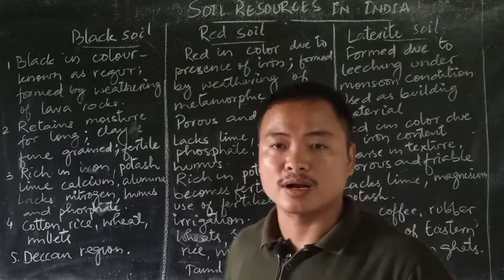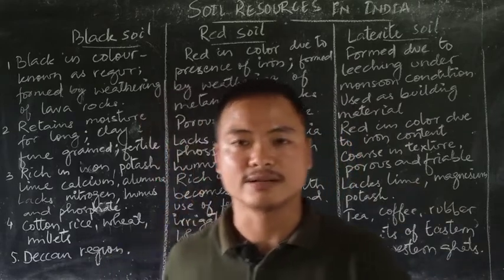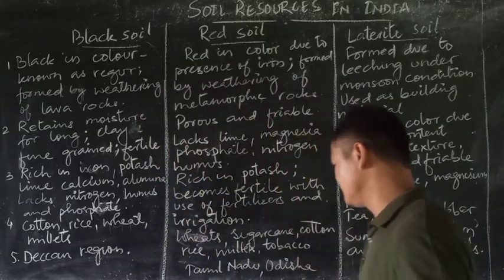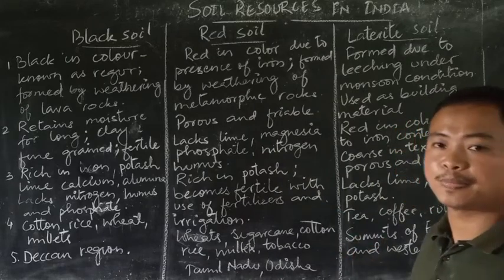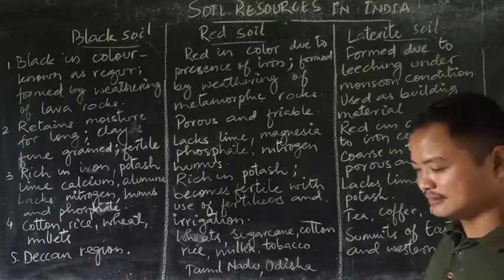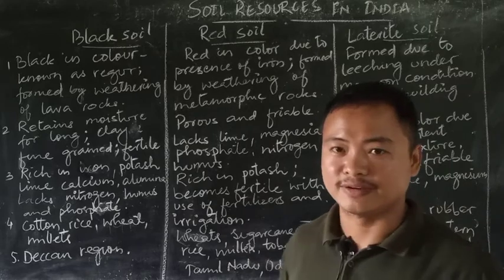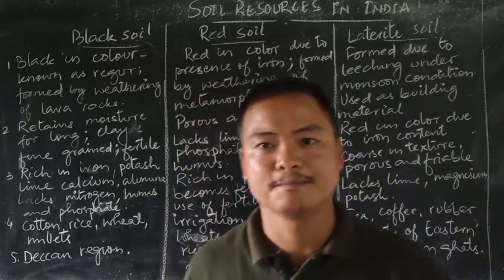This soil is also very productive for growing various types of crops like wheat, rice, sugarcane, tobacco, millets and even cotton. These are mostly found again in South India, where Tamil Nadu is the state where we find the maximum amount of red soil.